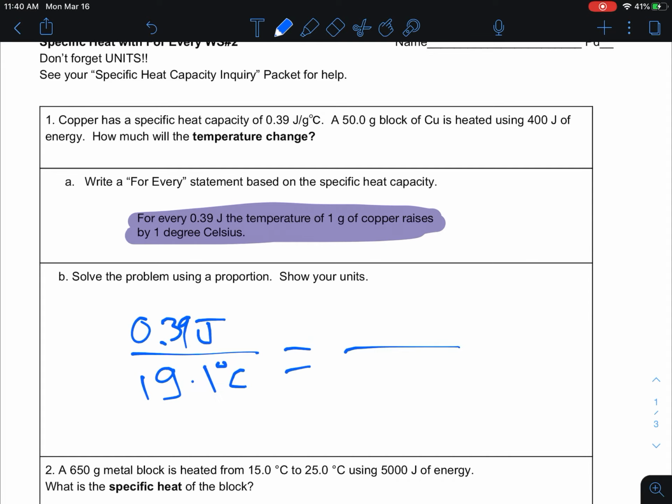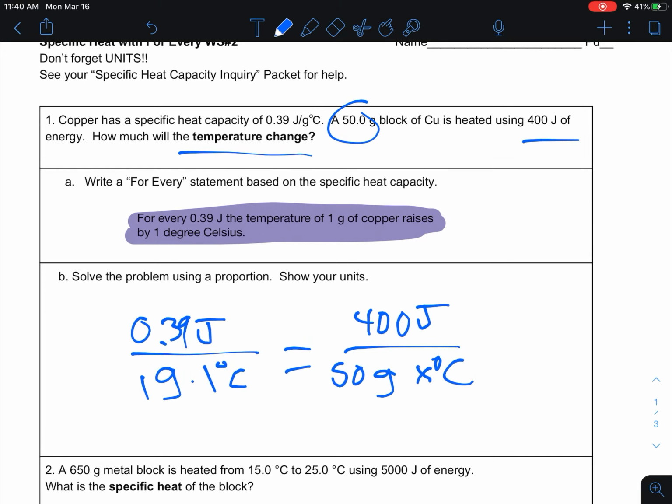Pretty easy. All right, so the other thing, remember, units always stay the same, so we're going to have grams and degrees Celsius on the other side as well, and we're going to use information from the problem. So we have 50 grams. 50 grams goes here. 50-gram block of copper is heated using 400 joules of energy. 400 joules of energy goes up here, and the question asks, what is the temperature change? So our x is going to go right here.